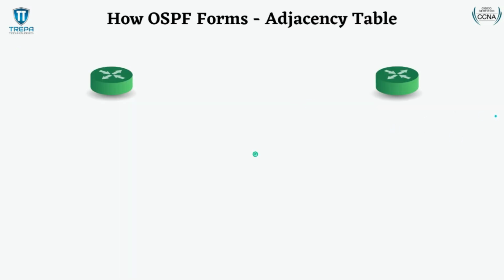Okay, so now let's go over the adjacency table. Or this can be better described as the link state database, link state database, or topology table.